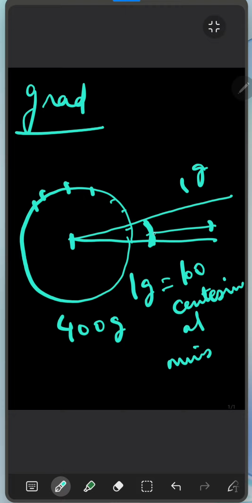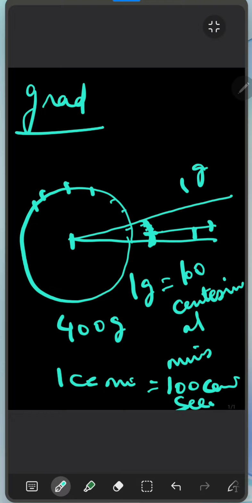Got it? This 1 grad is further divided into 100 parts. So this one part, which is one of the parts of 1 grad, will be equal to 1 centesimal minute, and if we further divide this minute into 100 parts, then each part will be equal to 100 centesimal seconds. In this way we calculate any angle in grad.